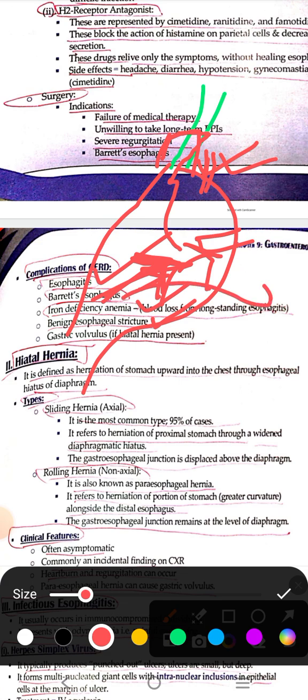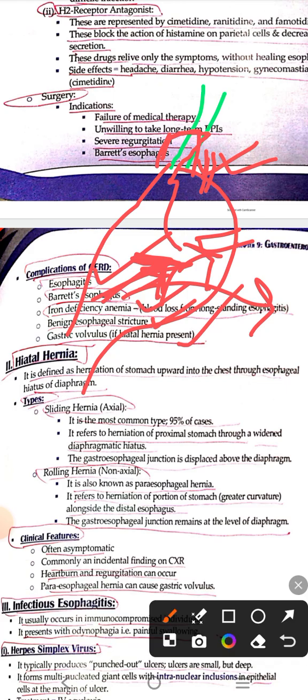Barrett's esophagus can occur. Barrett's esophagus means that in the lower portion of the esophagus, stratified squamous epithelium will be changed into columnar epithelium. So it is one of the complications. And Barrett's esophagus also changes into adenocarcinoma in most of the cases. So it is a very alarming sign. You have to pay attention to this. So that was all. These were the complications of the esophagus.